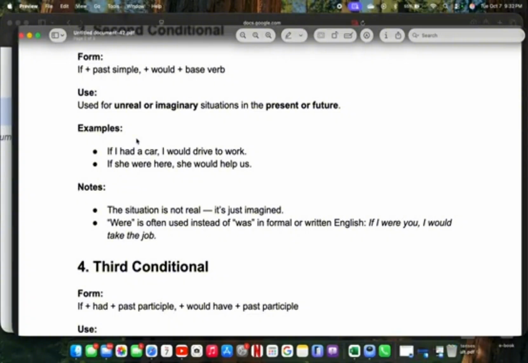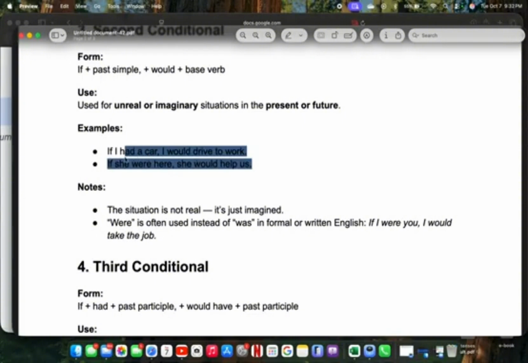Sebab kalau kita cakap pasal if I had a car, I would drive to work. Possible untuk you get the car, but at this point, you tak ada kereta. Yeah, at this point you tak ada kereta. But it's different from if I were prime minister, I would give everybody a day off. Yes, betul. 'Cause that won't ever happen. Very good point.